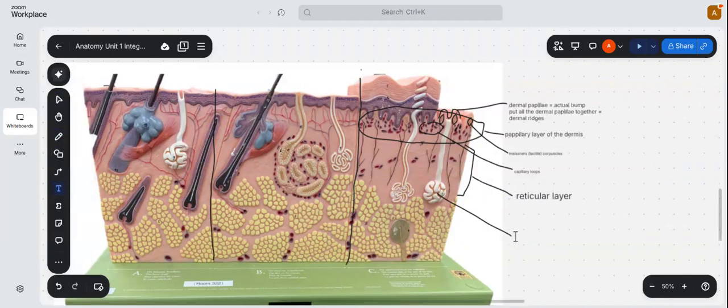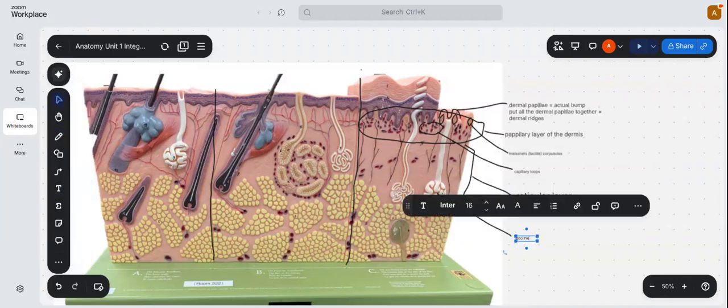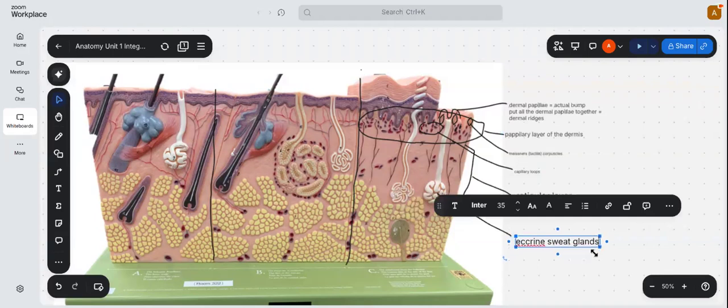The eccrine sweat glands are going to be in charge of producing that watery, salty type of sweat. So, watery plus salty sweat. It also doesn't have an odor. So there's no odor.